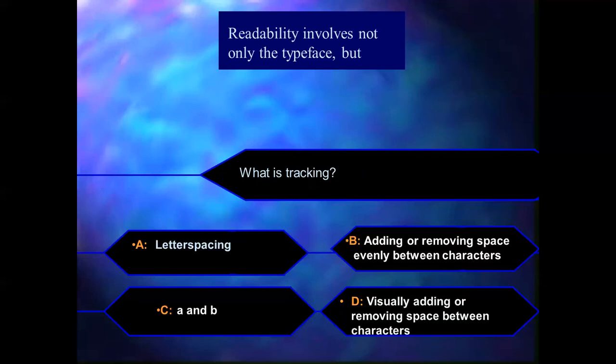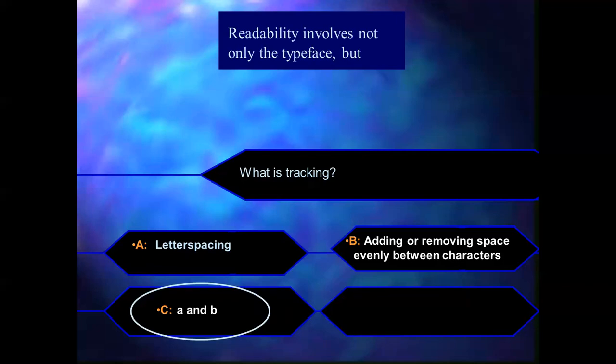All right, what is tracking? A, letter spacing. B, adding or removing space evenly between characters. C, A and B. Or D, visually adding or removing space between characters. You're correct if you say A and B.